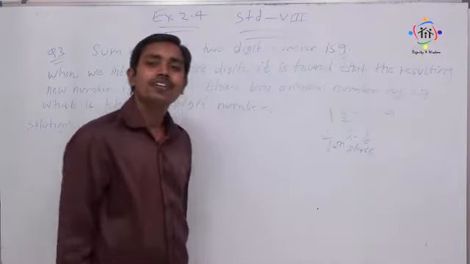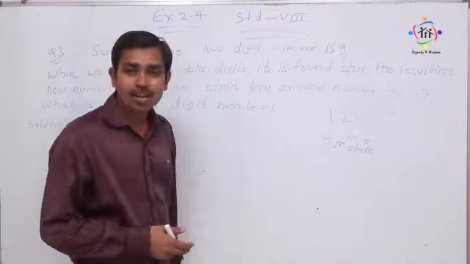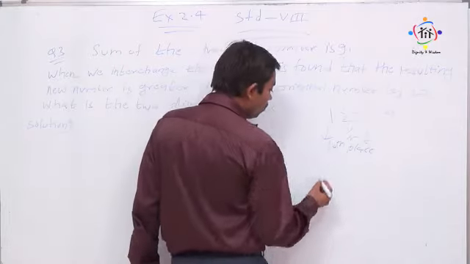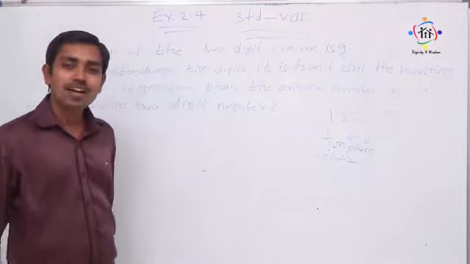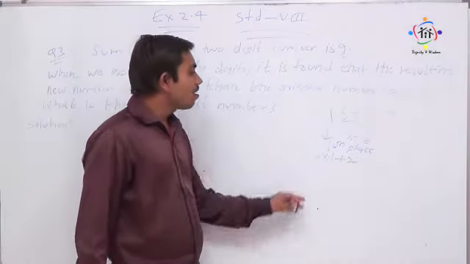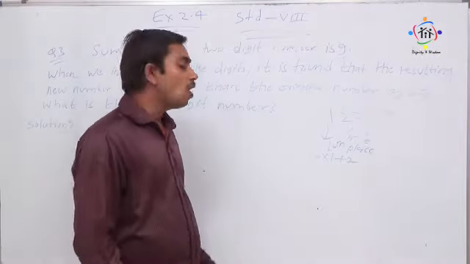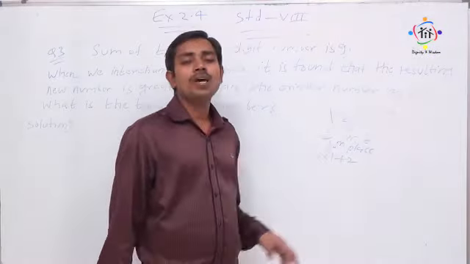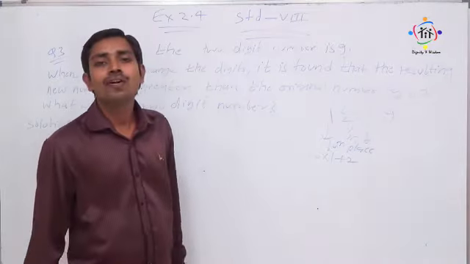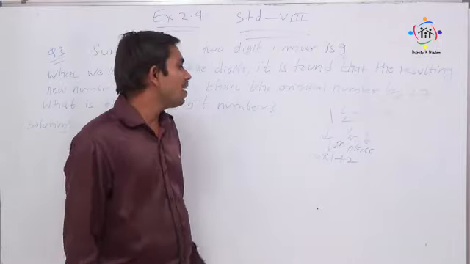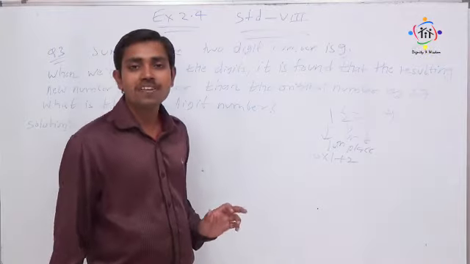Am I right? Now my dear students, how can we write this number in another way? 10 into 1 plus 2. So whatever two-digit number comes, the 10th place digit is always multiplied by 10. Is it clear to all? Either you write in this form, I will write in this form also. Is it clear, my dear students?